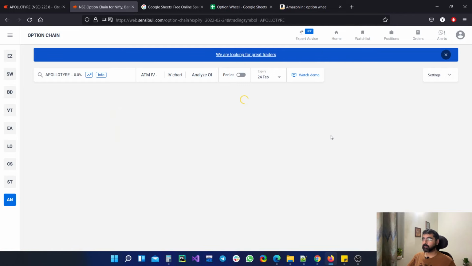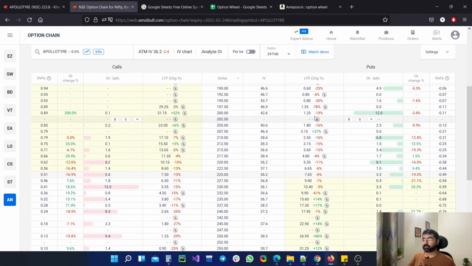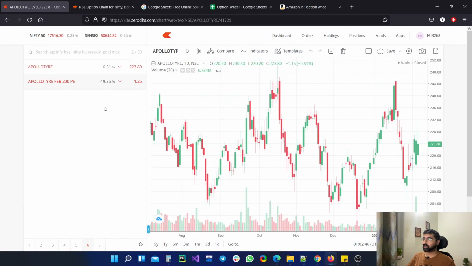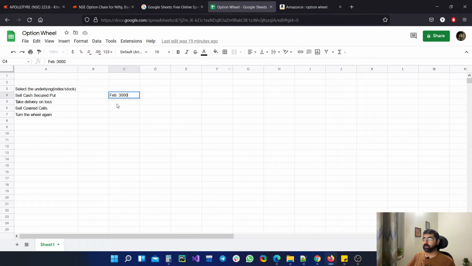So here we can see all the premiums of different strike prices. Now one thing you have to be careful about is what strike price to select. Before I come to that, let us move forward with this premium collection example. In the month of Feb, if it does not go down to 200, the put will expire worthless and I'll be making this 3000 rupee profit.